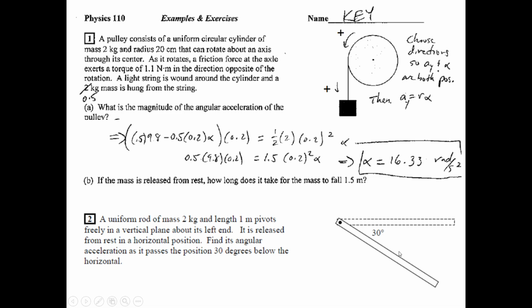Here is a uniform rod of mass 2 kilograms and 1 meter in length, and it's released from rest at the horizontal position. So it's pivoted to rotate in a vertical plane, so gravity's going to want to make it fall. I'm holding it at rest here. Suddenly I let go of it and it starts falling. As it passes the point 30 degrees below horizontal, find the angular acceleration of the rod about this axis at that moment in time. We'll be back with the solution to that, but try those yourselves.